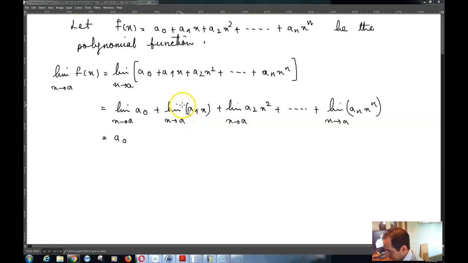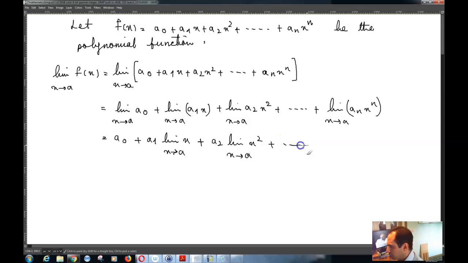Now over here I have the limit of a of 1 times x as x tends to a. So I can take this out because this is a constant. We saw that in the algebra of functions. And so I can write this as a of 1 times the limit of x as x tends to a, plus a of 2 times the limit of x squared as x tends to a, plus all the way up to a of n times the limit of x raised to the power n as x tends to a.